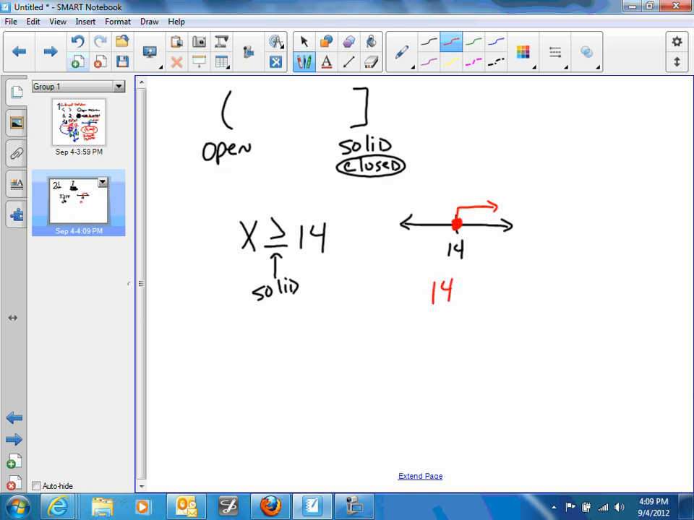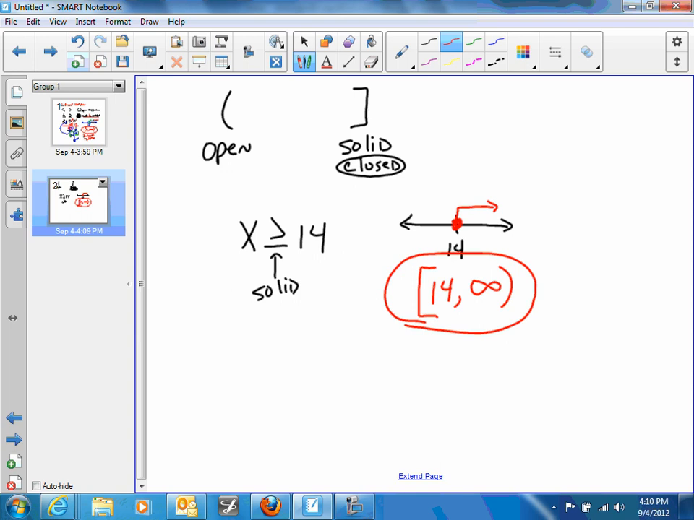Now, where does the arrow go? It goes all the way to infinity. Now, infinity always has an open parenthesis. You cannot stop infinity. But look at the 14. 14 has to have a bracket because it is included in the solution set. So this right here is what I would ask for when I'd ask for interval notation.